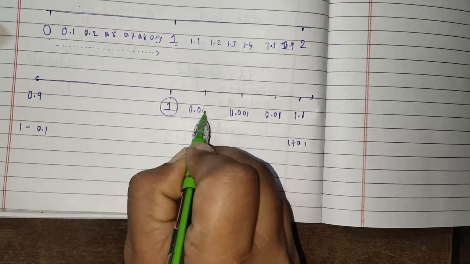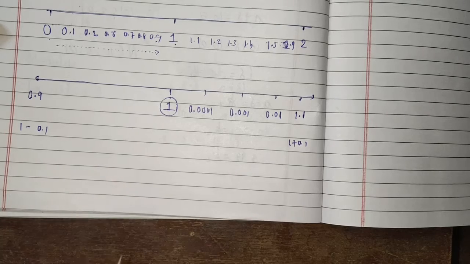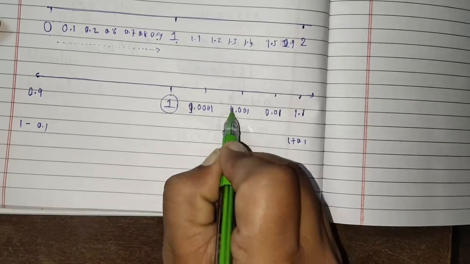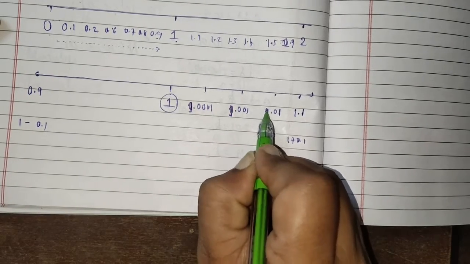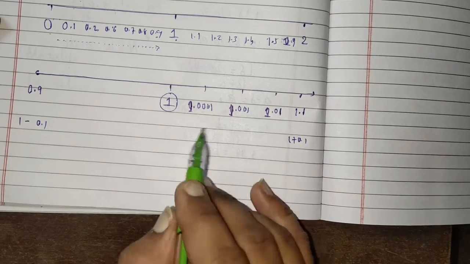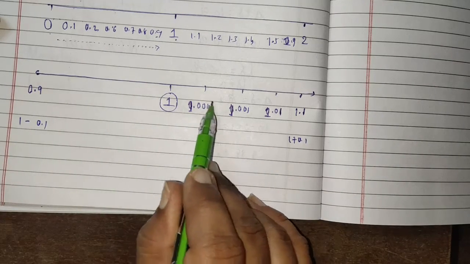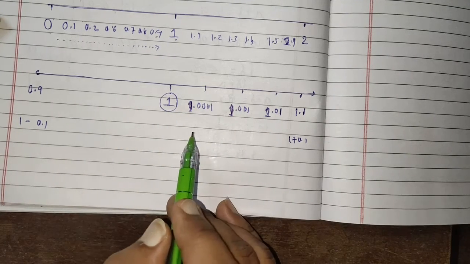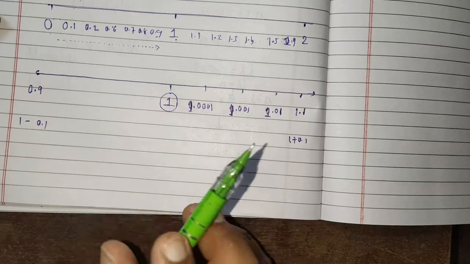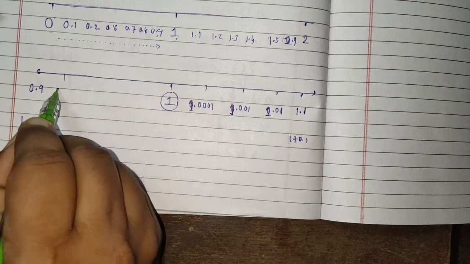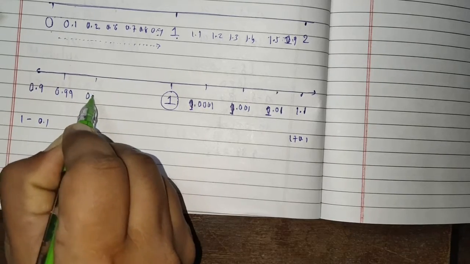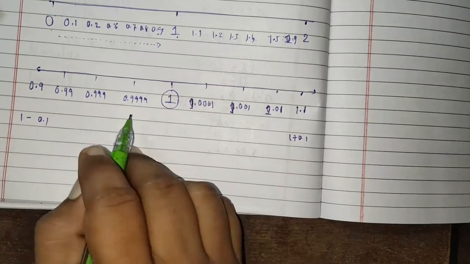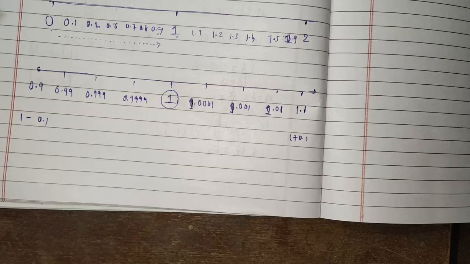Next very close is 1.001, then 1.0000001, which is also nearer to 1. Then 0.9, then 0.99, then 0.999, then 0.9999, then 0.99998. That's approximately 1, but not exactly 1.